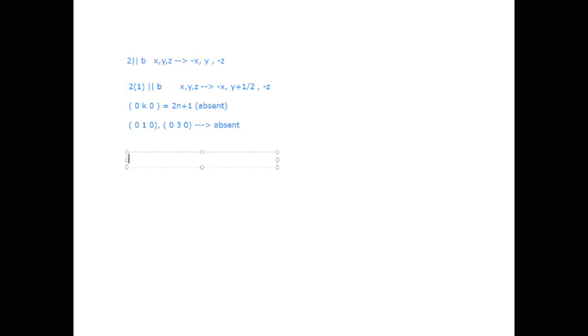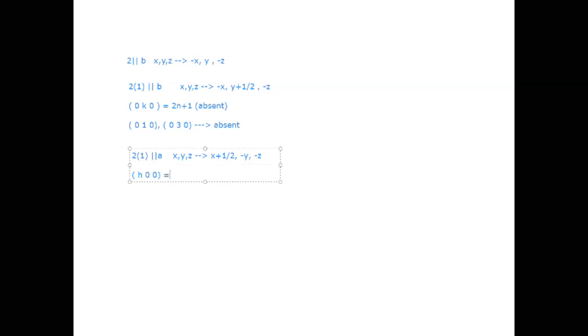Now if we look at a 2 sub 1 parallel to A, again we have X, Y, and Z. We perform the symmetry operation, so we translate along X, negative Y, negative Z. So since Y and Z are negative, we just use the indices 0 for them. Since we're translating along X, it's the H indice that's going to determine whether or not it's absent or present.